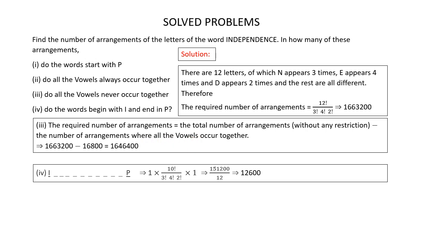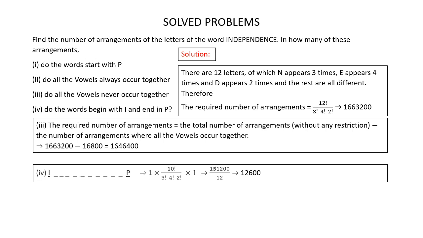Now we have found out that the total number of arrangements is 16,63,200. And also we have found out that the number of arrangements where all the vowels occur together is 16,800. Now the difference of these two is 16,46,400. So the required number of arrangements where all the vowels never occur together is 16,46,400.